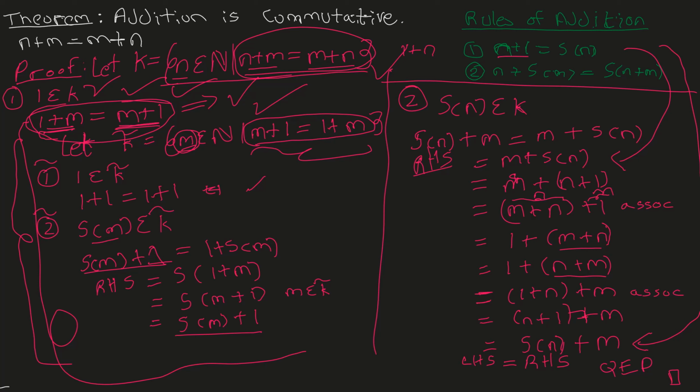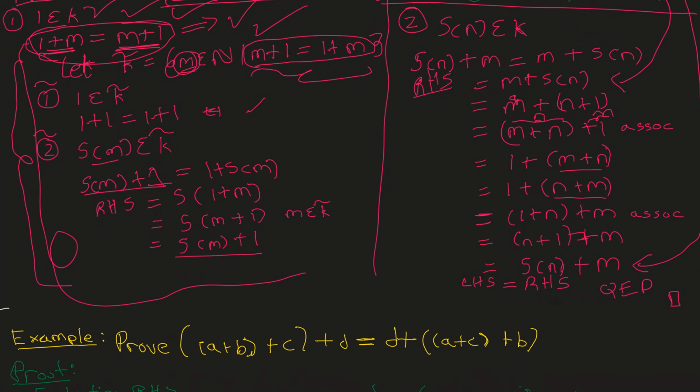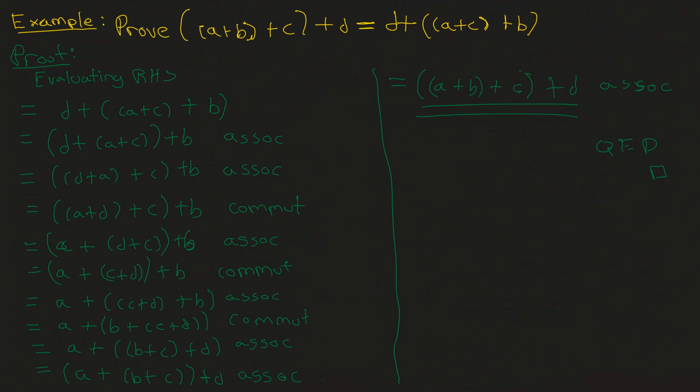Remember that we proved this for the subset of the natural numbers. So if the subset of the natural numbers follows commutativity and associativity, the whole natural numbers itself will also follow commutativity and associativity. Now let's look at an example of how useful the theorem we proved is. So we were told to prove this part right here.